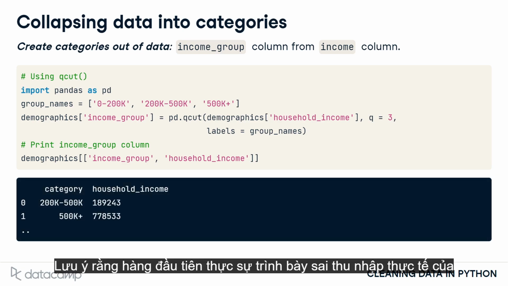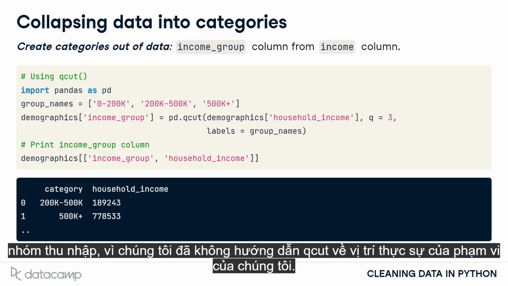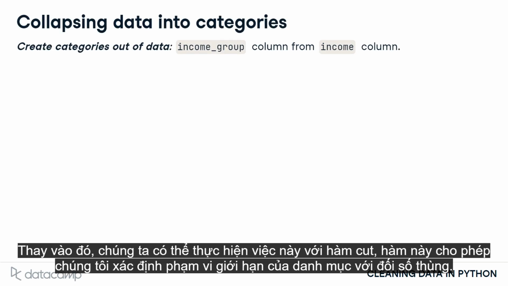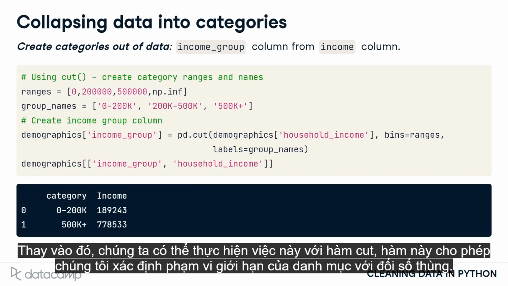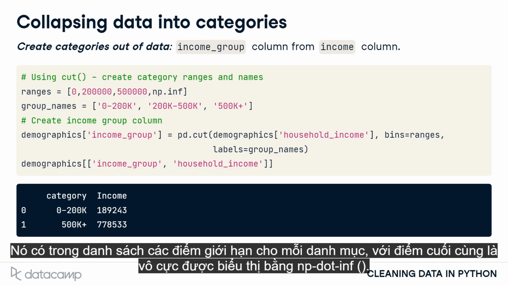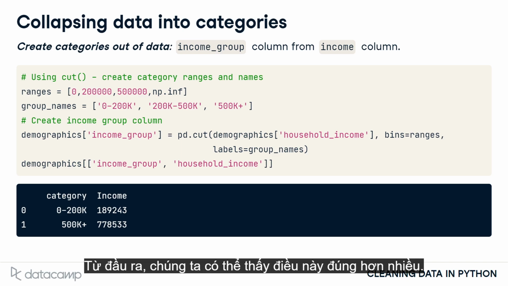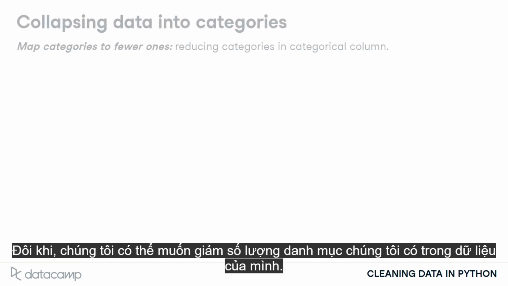Notice that the first row actually misrepresents the actual income of the income group, as we didn't instruct qcut where our ranges actually lie. We can do this with the cut function instead, which lets us define category cutoff ranges with the bins argument. It takes in a list of cutoff points for each category, with the final one being infinity, represented with the np.inf from NumPy. From the output, we can see that this is much more correct.